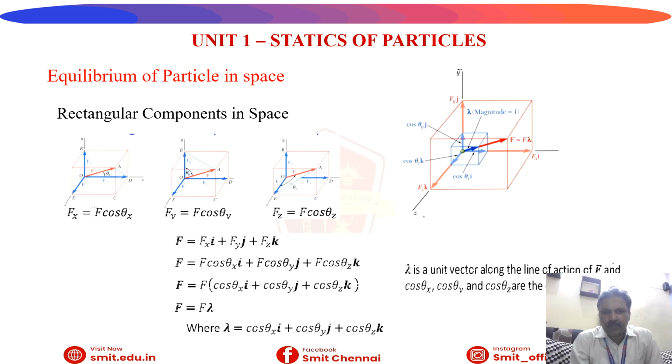Finally, take F as a common term outside. We will get F lambda. Lambda is nothing but the unit vector along the line of action of force F, and cos theta x, cos theta y and cos theta z are the various angles acting along those coordinates.